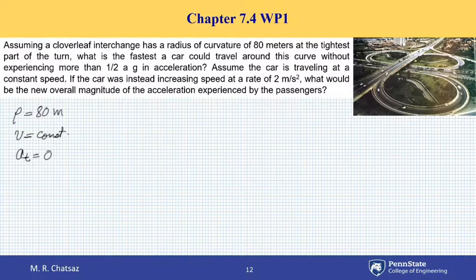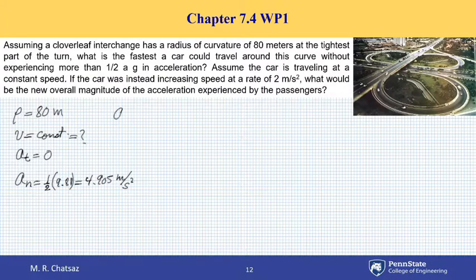So we want a_n to be half a g, 1/2 of 9.81, since this is a metric problem, which is 4.905 meters per second squared. So we have the normal component of acceleration, and we're after the speed.